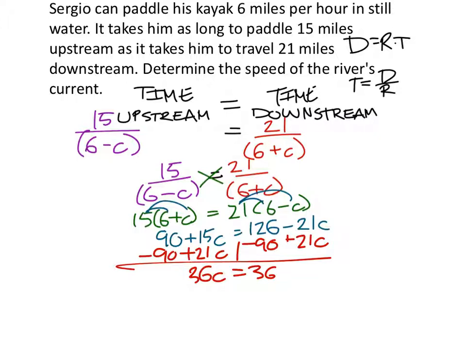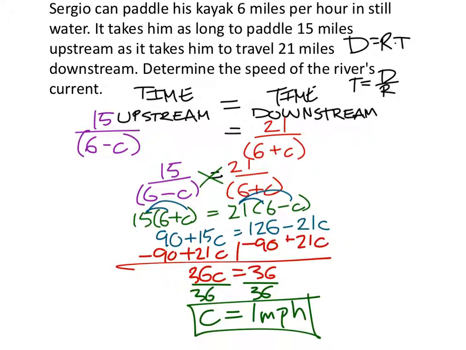And now to solve this, I'll just divide both sides by 36. And see, the speed of the current is 1. That would be in miles per hour. I don't know, we didn't have to box in the c, I guess. And again, we could check that. We could punch that into the c's from where we started and just make sure that it does give us an equal amount of time for these.